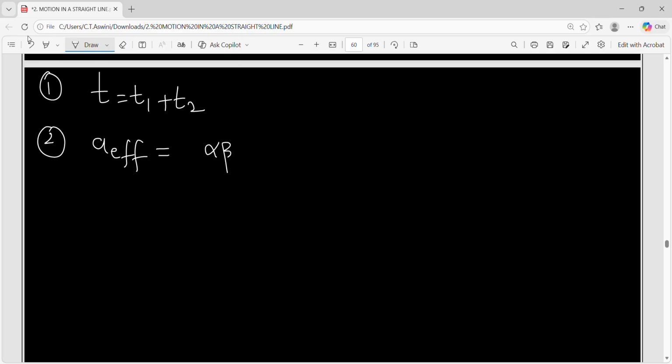Now, first formula. What is the total time? It is T1 plus T2. And we'll take effective acceleration because first it was accelerating with alpha, then deaccelerating with beta. So what will be effective acceleration? It is alpha beta upon alpha plus beta.